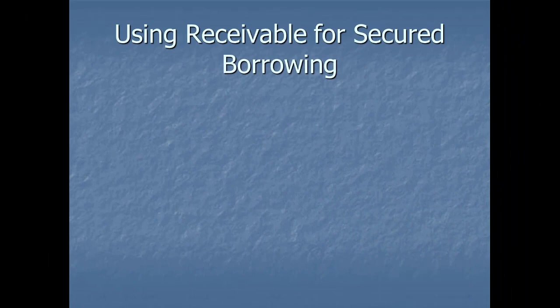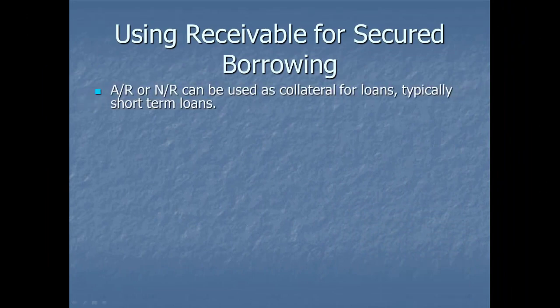You see, a lot of times companies don't want to sit around and collect receivables and wait for the cash. So they've come up with other ways they can use those receivables to generate cash more quickly. And the first way they can do it is with secured borrowing. Secured borrowing basically means that we use accounts receivable or notes receivable as collateral for a short-term loan.